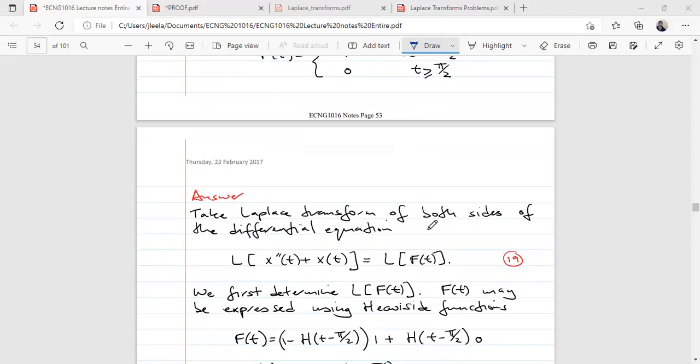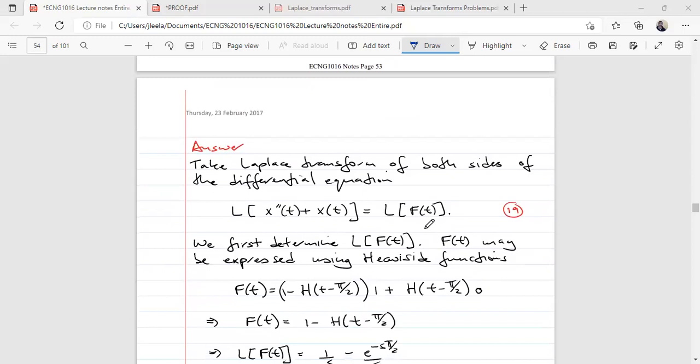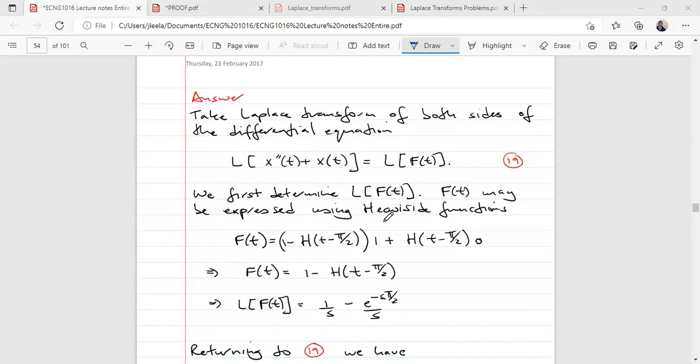So to go about this now, we take the Laplace on both sides of the differential equation. So we take the Laplace of x double prime t plus x t, and we take the Laplace of f of t. Remember, f of t is piecewise defined, so we want to deal with f of t first. And we want to use the Heaviside function in order to evaluate the piecewise function. So use the Heaviside to express it in that form.